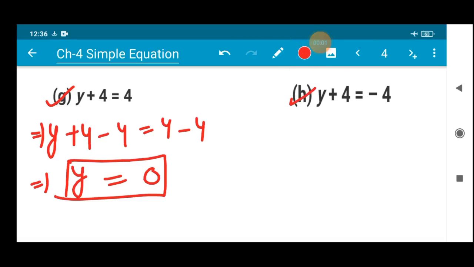Now the last question, number H from exercise 4.2, question number 1, is left out. This one also I request you all to do yourself and comment down what the answer is. If you have any problem you can share it with me.